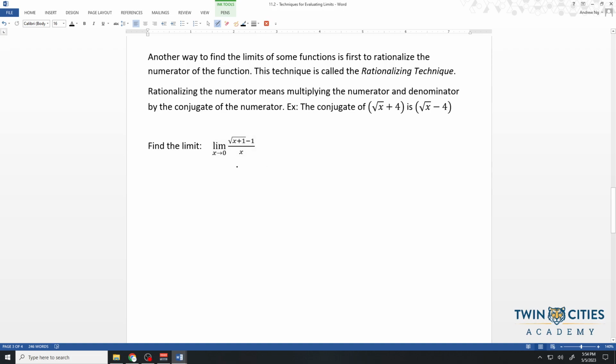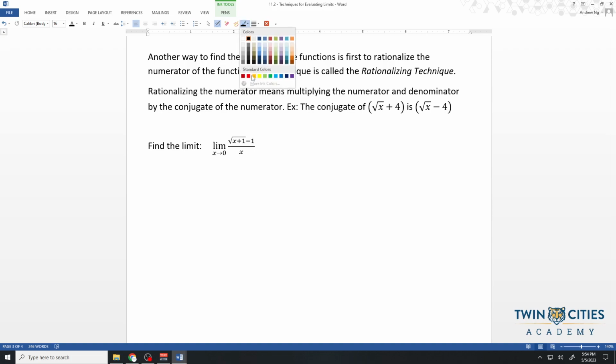If I plug in 0, I'll get the square root of 0 plus 1, so that'll be the square root of 1. So that's 1 minus 1 is 0 on top, all over 0 on the bottom. So 0 over 0, this is an indeterminate form. That means that there's probably something I can do here. We're going to try rationalizing.